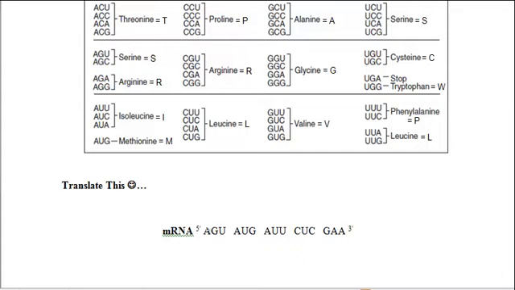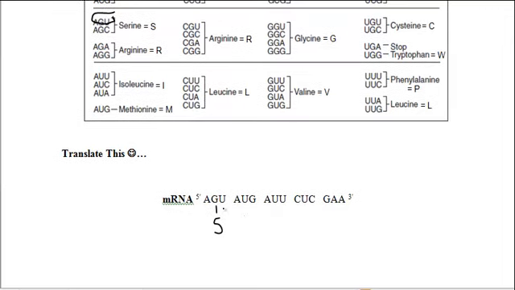So we're going to find AGU. So we go up here, here's AGU. And we find out it codes for an amino acid called serine, and its nickname is just S, like you call me Dr. T instead of Teresa. So that's going to code for S. Then we're going to look up AUG. There it is. That codes for methionine, or M. AUU. That codes for isoleucine, or I.